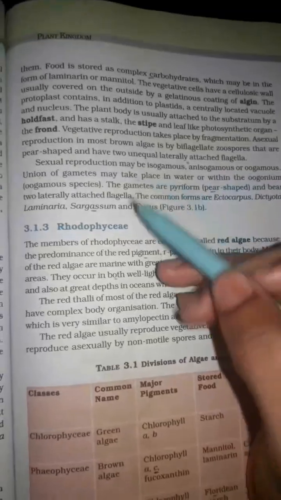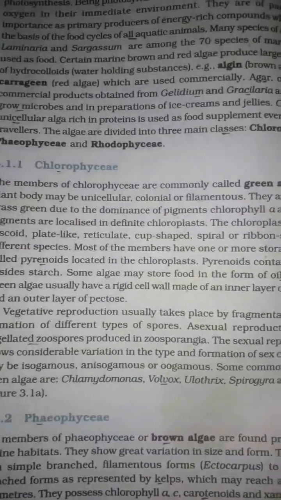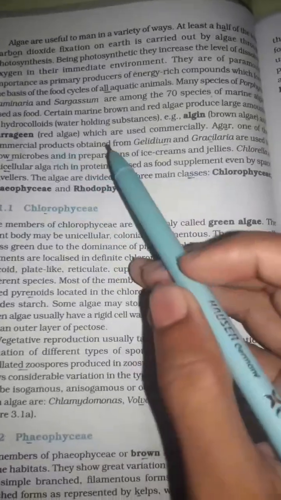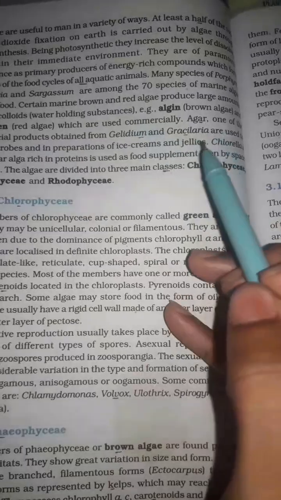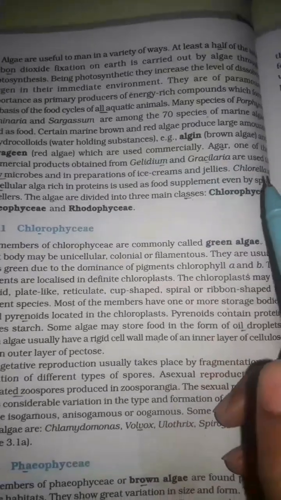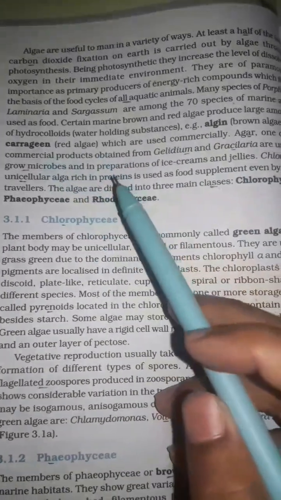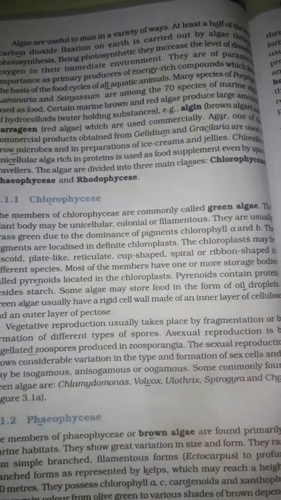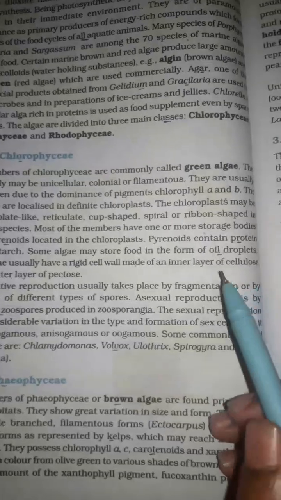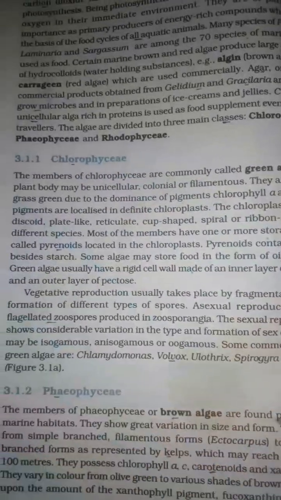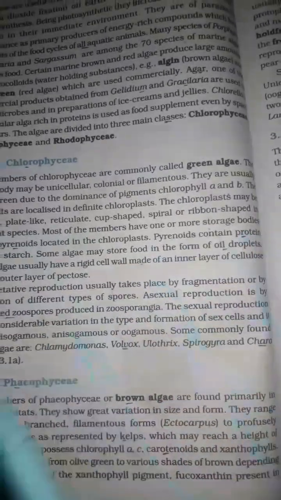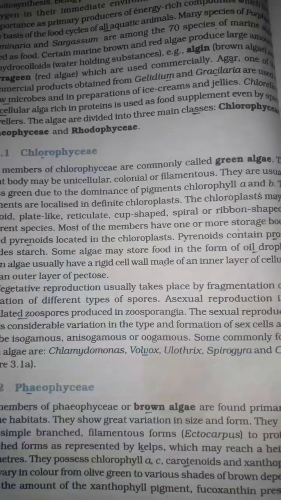Okay, so the Fucus is in the class Phaeophyceae, and the agar, the commercial product obtained from Gelidium and Gracilaria. These are the red algae and are used as growing media for microbes and in the preparation of ice creams and jellies. So agar is a commercial product. So the pyrenoids included in the Chlorophyceae class of algae contain protein besides the starch. So protein is at the center and surrounded by the starch.